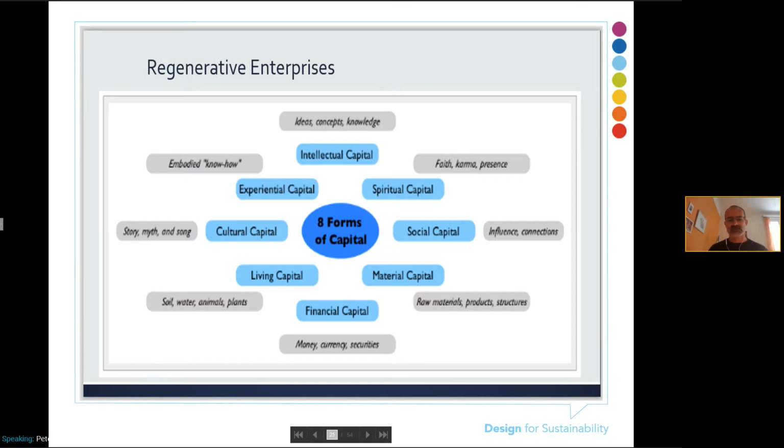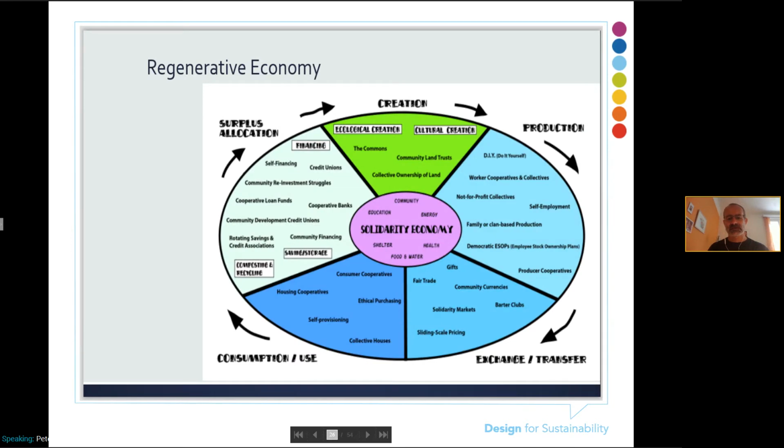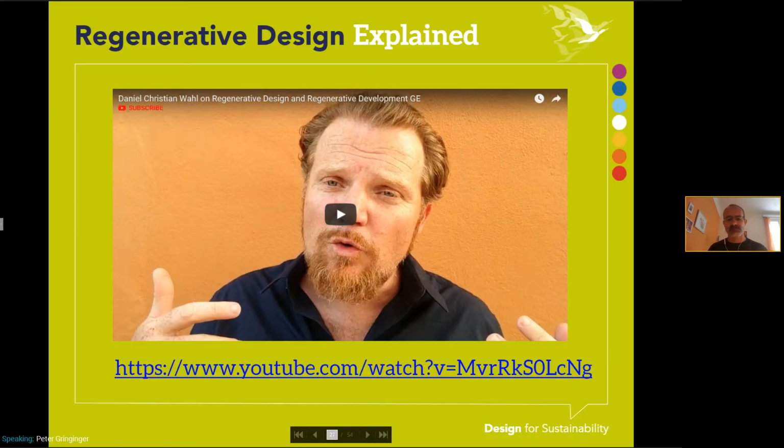It goes into enterprises. Some of you might have heard of the eight forms of capital, which not only looks at financial issues and systems, but expands into a much more holistic and in some sense more realistic view of what economy is about. And that brings me to regenerative economy, expanding into various other themes of our economic work as well.